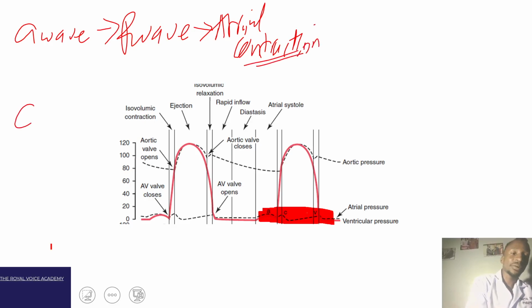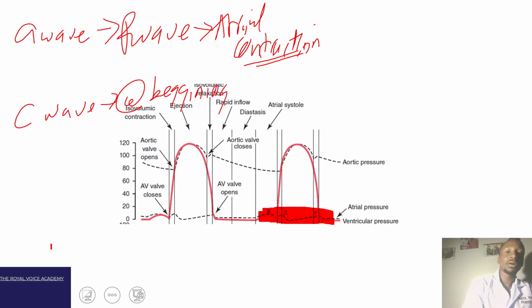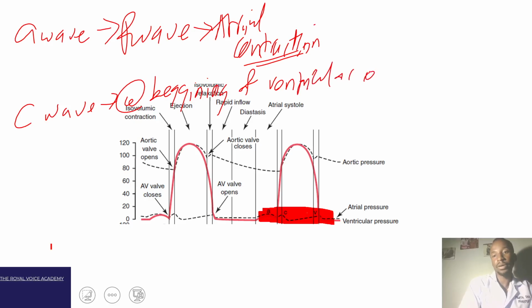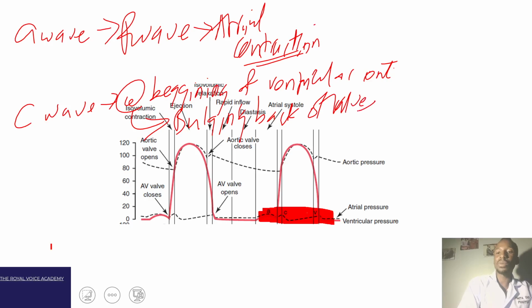Then we've said that our C wave will occur at the beginning of ventricular contraction, and what is majorly causing this to happen is bulging back of the valves. And why are the valves bulging back? Because of the pressure in the ventricles.